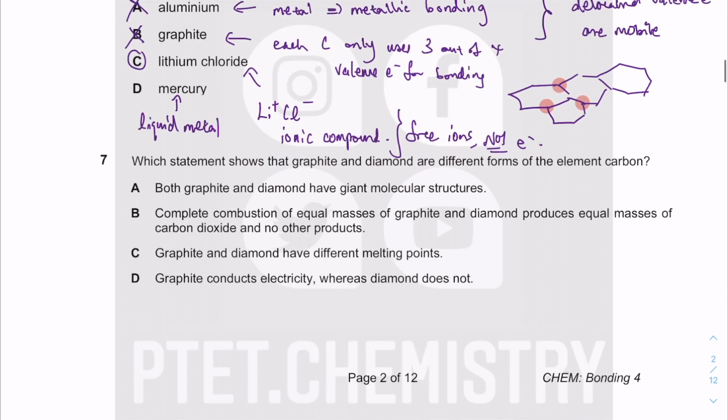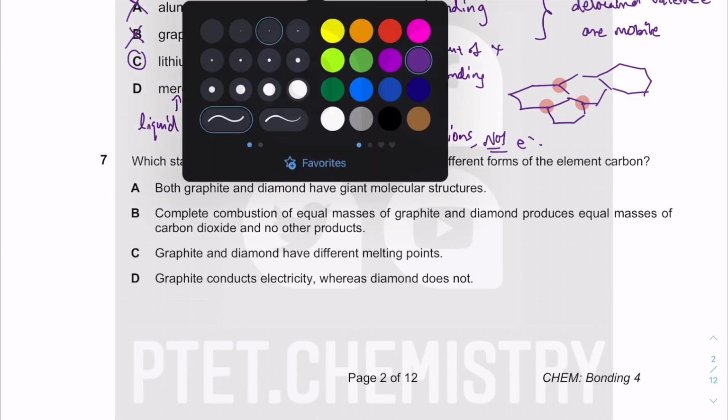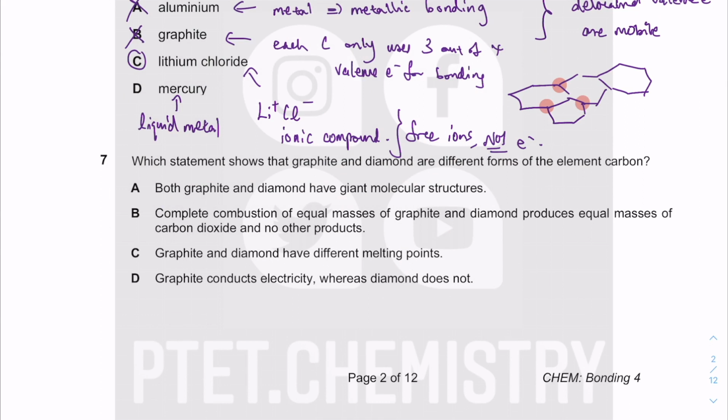Only 2 elements in the whole of the periodic table are liquid, one of which is mercury, the other one being liquid bromine. Number 7, which statement shows that graphite and diamond are different forms of the same element? The other name for it is called allotrope. So allotropes refer to different forms of the same element. What does the question say? Which statement shows that there are different forms?